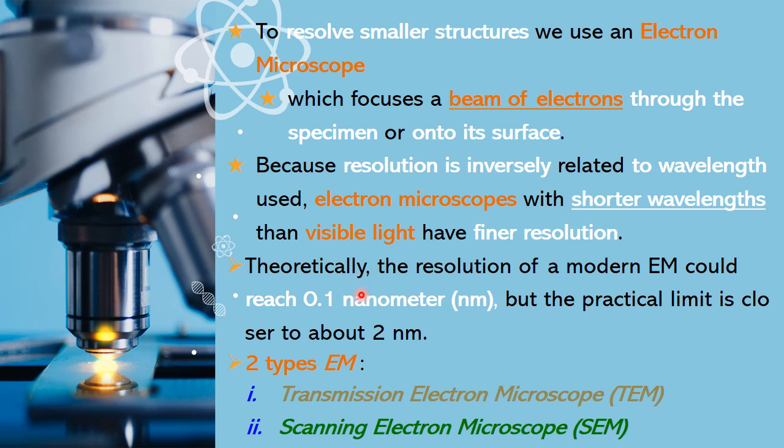Okay, so theoretically, the resolution of a modern electron microscope could reach 0.1 nanometer, but the practical limit is closer to 2 nanometers. There are two types of electron microscope: the transmission electron microscope, also known as TEM, and the scanning electron microscope, also known as SEM.